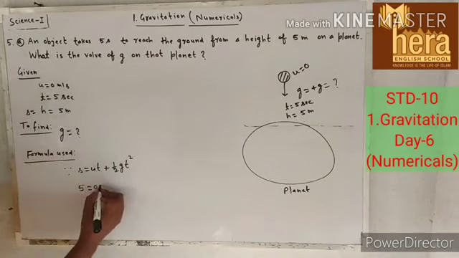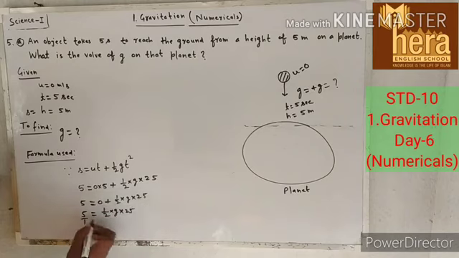t square, t is 5, 5 square, that is 25. 5 is equal to 0 into 5, 0, plus 1 upon 2 into g into 25. Therefore 5 is equal to 1 upon 2 g into 25. Here is 1, cross multiplication, or you can do 1 into g into 25 into 1, cross multiplication.